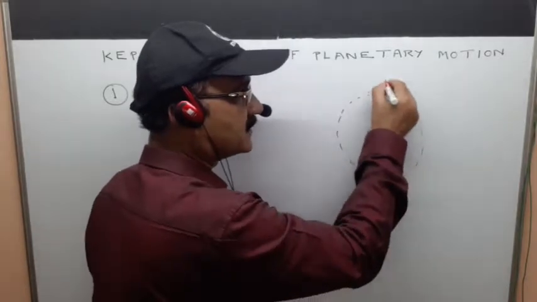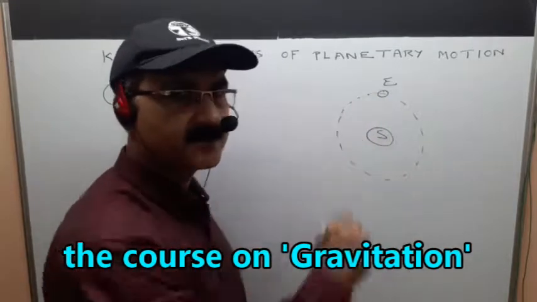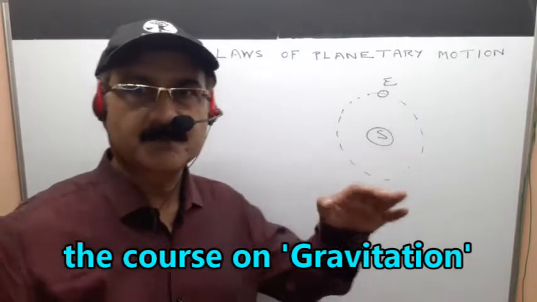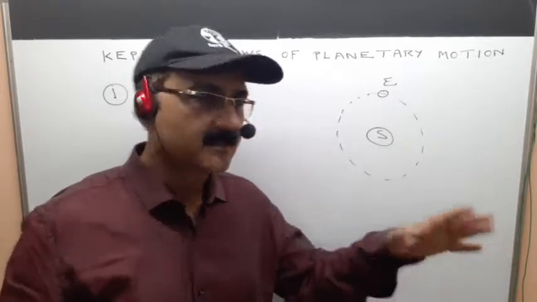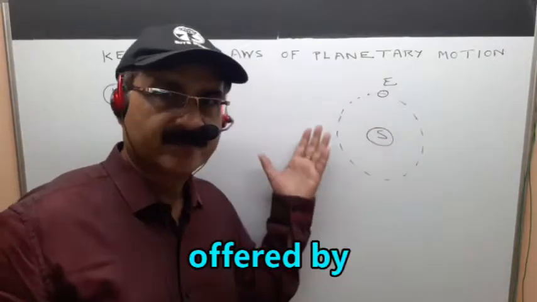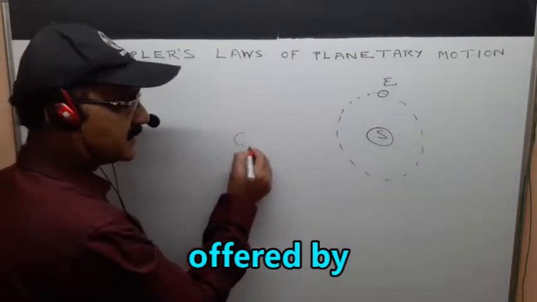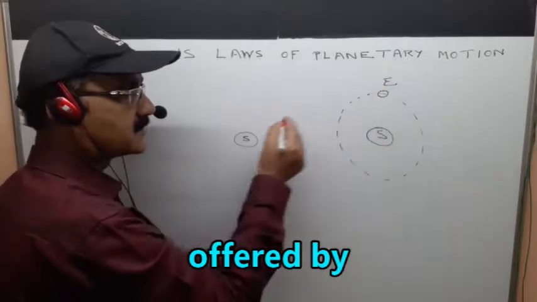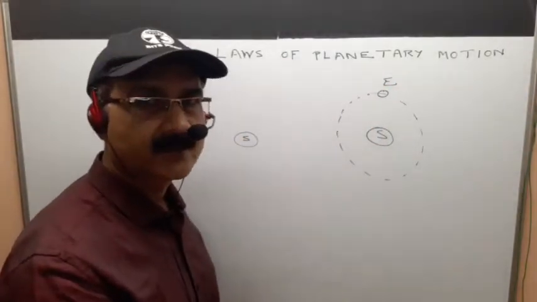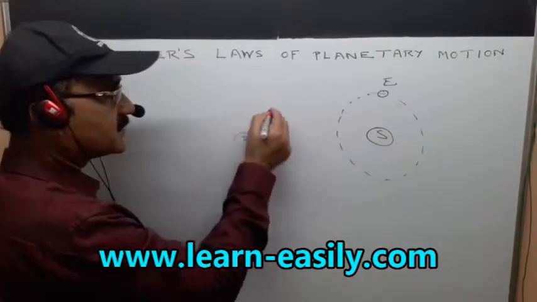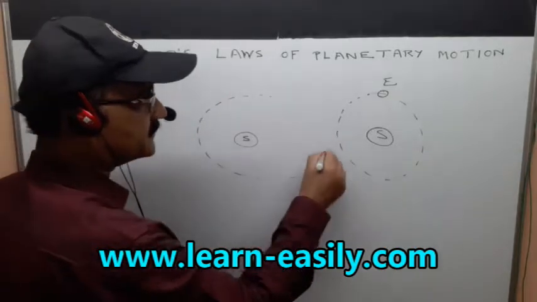So if this is Earth, it revolves around the sun in a circular orbit. This was up to class 10. In class 11, this will become modified. What happens is, Kepler said that the planets do not move around an exact circular path. The planets move around an elliptical path.